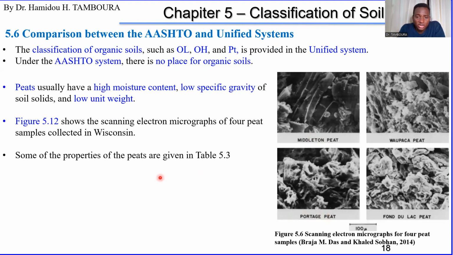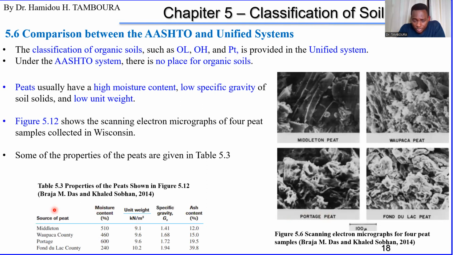Anyway, this table is giving the parameters of these peats. Okay, 1, 2, 3, 4. Same here, 1, 2, 3, 4. The moisture content, as you can see, is very high, okay, more than 100%. Unit weight, very low unit weight. Specific gravity also. Ash content.